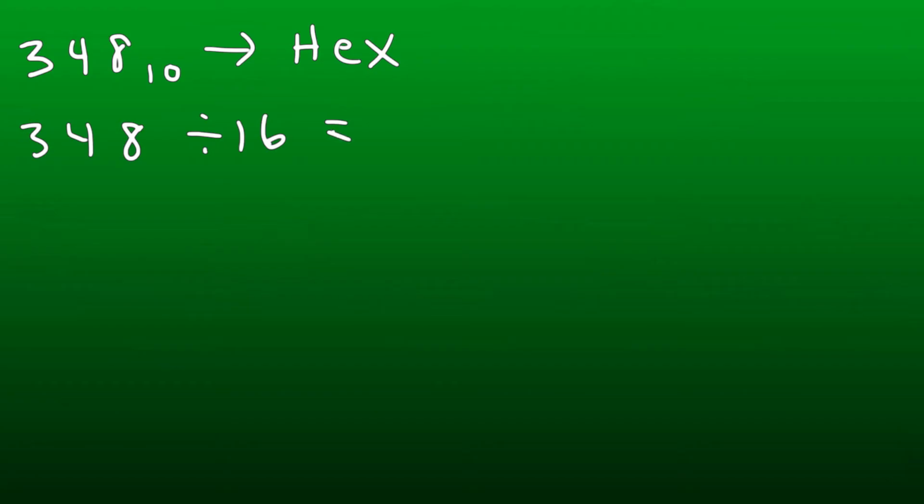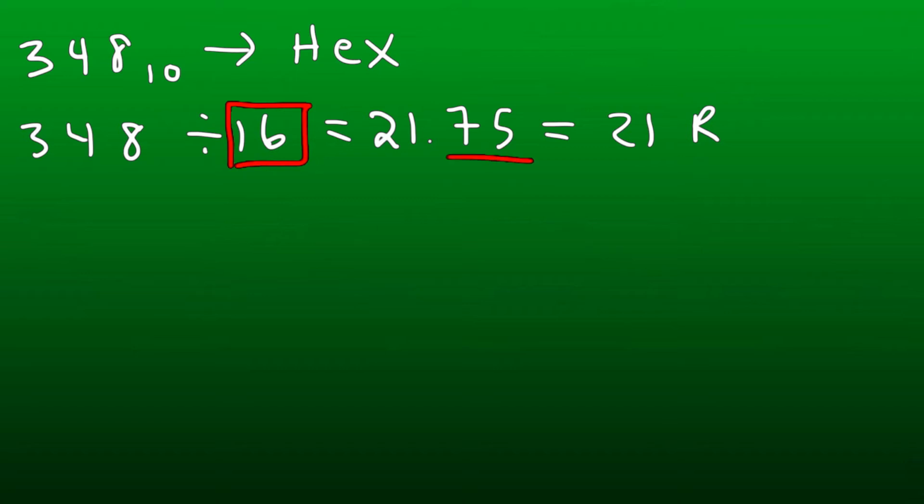So if we take 348 and divide it by 16, this will give us 21.75. And so that's 21 remainder. To find the remainder, multiply 16 by 0.75. So 16 times 0.75 is 12. So it's 21 remainder 12.